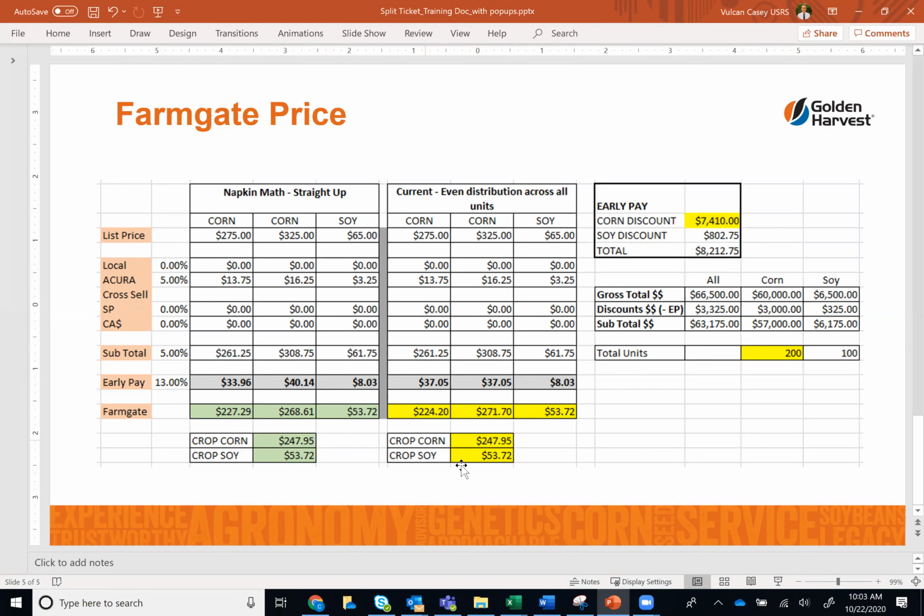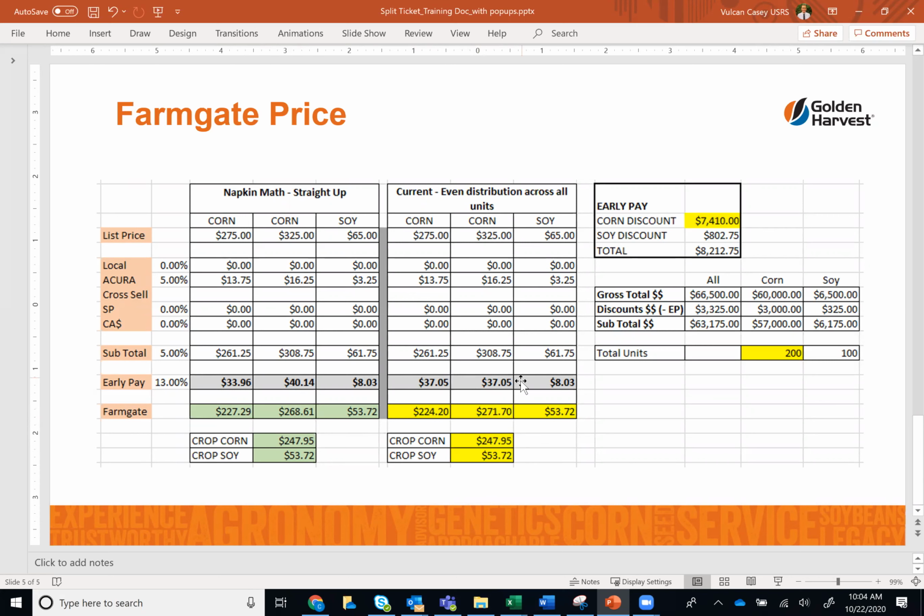Now at the crop level, there's no change. It stays the same between either example. So the crop level is very easily explainable and very clean. But at the product level, since it's distributed evenly and the products didn't start off at the same price, it will look a little bit off from what you're expecting. The first product will look a little bit low. The second product will look a little bit high because of the way the early pay is applied.